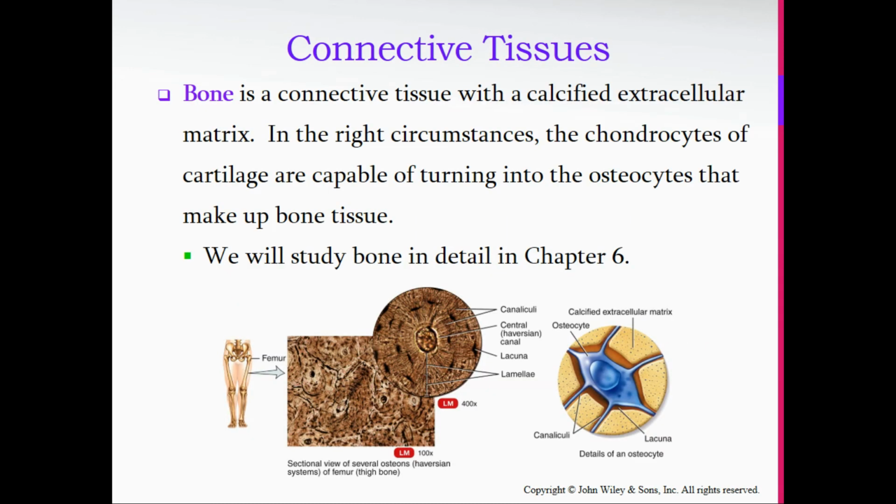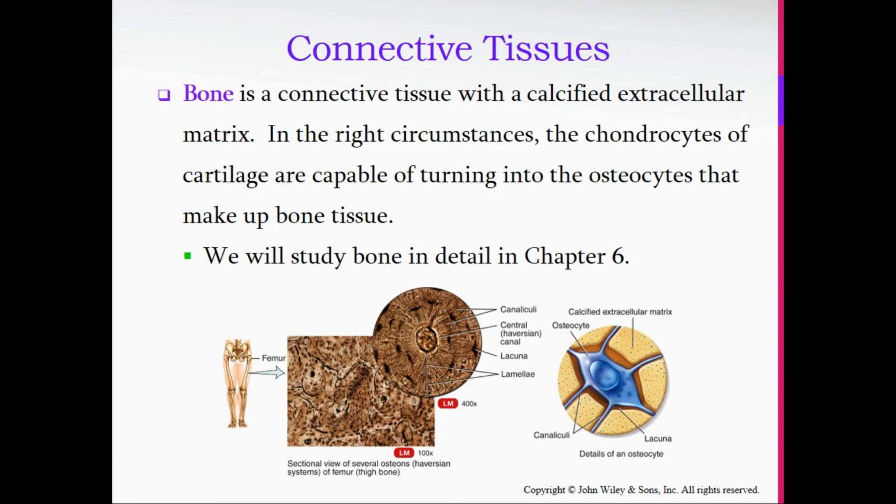Next, we move on to bone, and bone is bone. Doesn't matter. You get down to the cellular level, bone. There are two different kinds of bone, spongy bone or compact bone. But whether it's spongy or compact, down at the cellular level, it's all made up the same way. It's a connective tissue with a calcified extracellular matrix. In the right circumstances, the chondrocytes of cartilage are capable of turning into osteocytes that make up bone tissue, and that's what we call ossification.